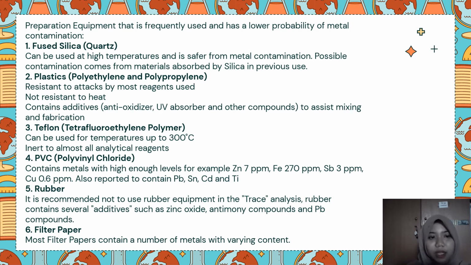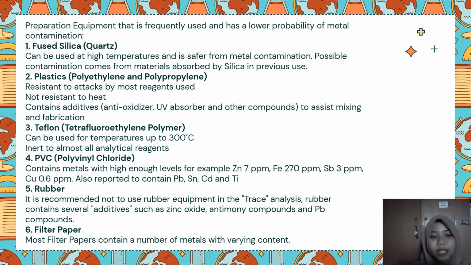2. Plastics, polyethylene and polypropylene, are resistant to attacks by most reagents used, but not resistant to heat, and contain additives, anti-oxidizer, UV absorber, and other compounds to assist mixing and fabrication. And 3. Teflon, or tetrafluoroethylene polymer, can be used for temperatures up to 300 Celsius and is inert to almost all analytical reagents.